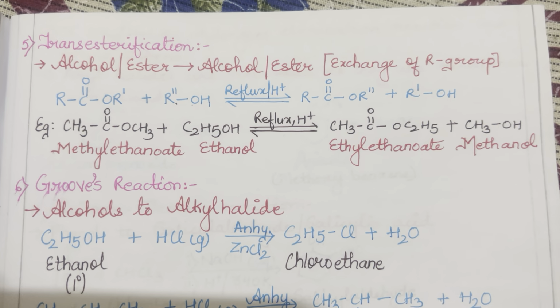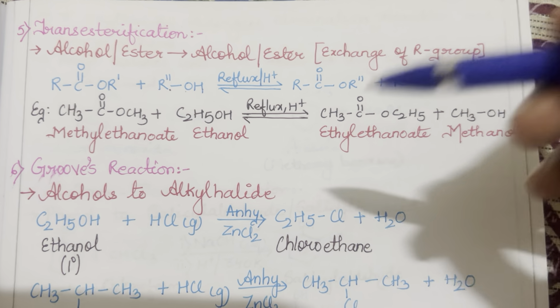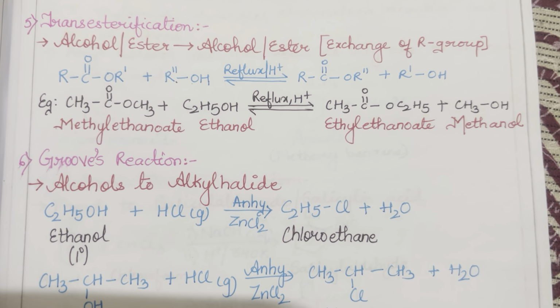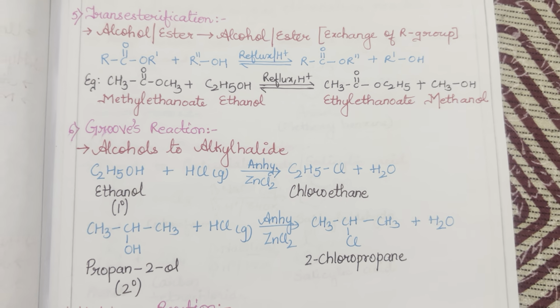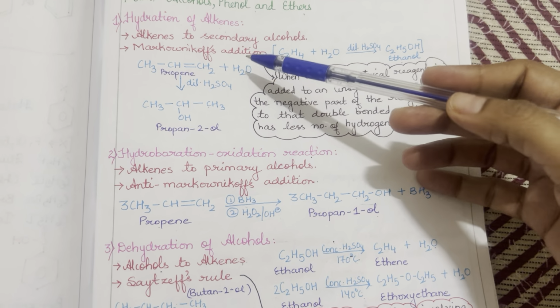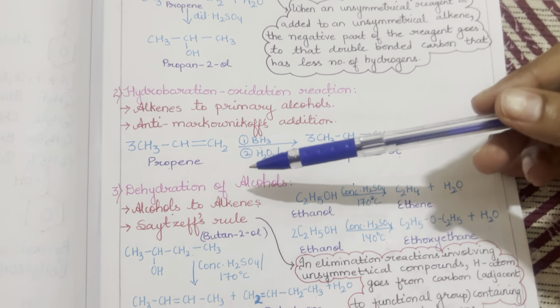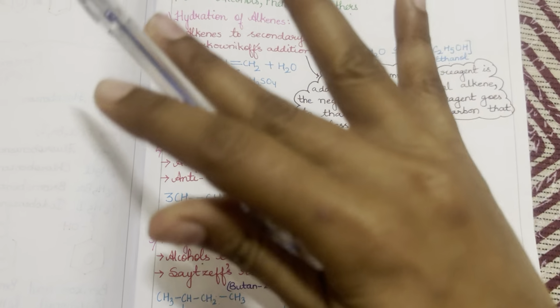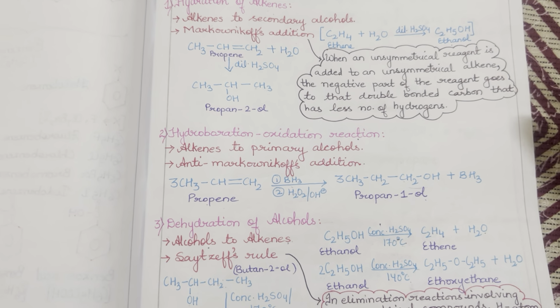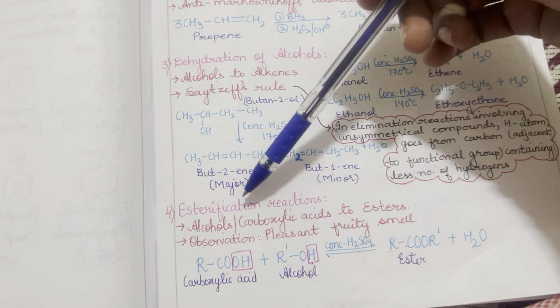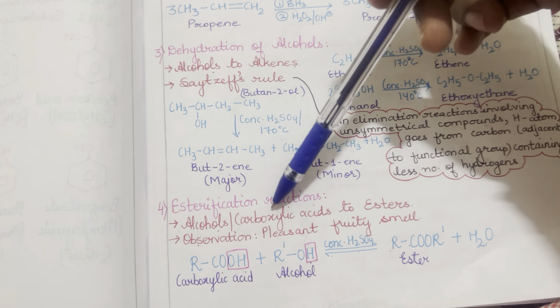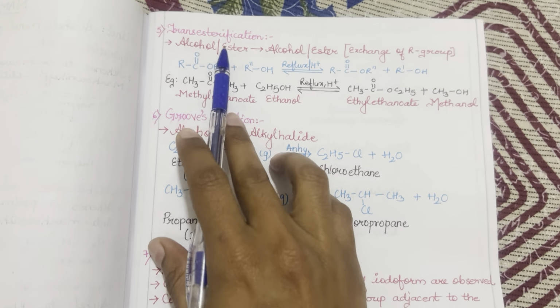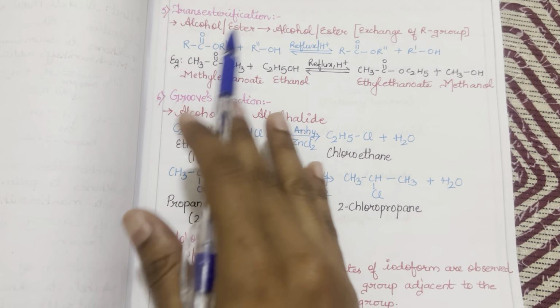So these are the 5 name reactions that we have studied today. From tomorrow, we'll be starting from the 6th reaction, that is the Groves reaction. What were the 5 name reactions that we studied? Hydration, hydroboration oxidation, dehydration, esterification, and transesterification. In the first three reactions, it was a basic conversion of alkene to alcohol or alcohol to alkene. In this one, we learned how to convert alcohol or carboxylic acid to esters. And in this one, we studied how alcohols and esters are interchanging their alkyl groups.